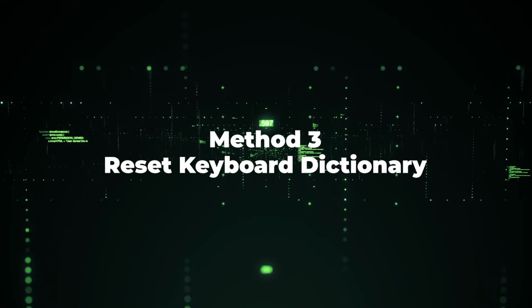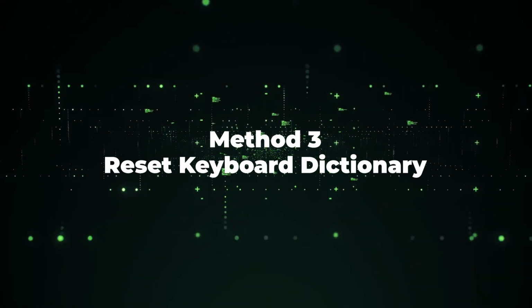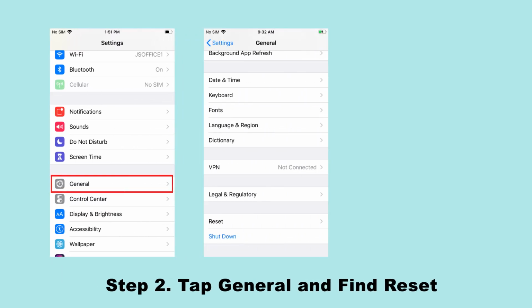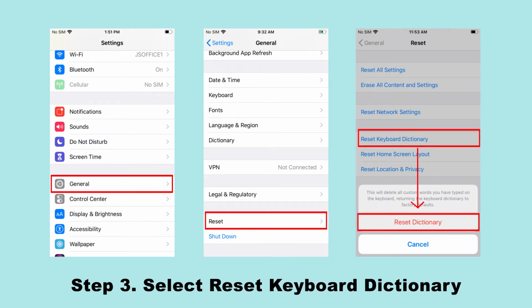Method 3. Reset Keyboard Dictionary. By resetting the keyboard dictionary, you can erase the pesky misspelled words. Step 1. Go to Settings. Step 2. Tap General. Find Reset. Step 3. Select Reset Keyboard Dictionary.